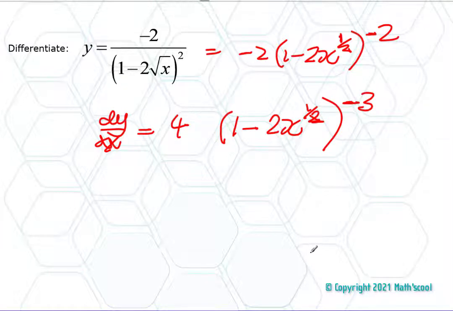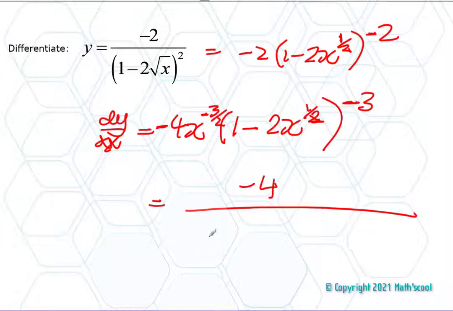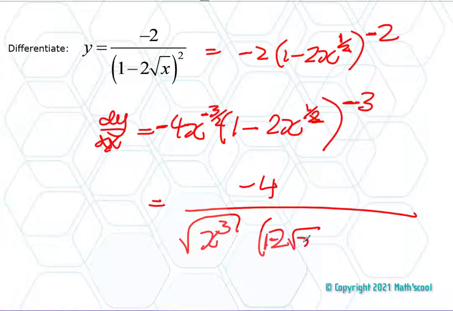And then I need to multiply by the differential of the bracket. So the differential of this bracket is going to be, well, the 1's going to disappear. That's going to give me minus 2 times a half, so minus 1 x to the minus 3 over 2. And again, we can tidy that up. We can write that as minus 4 over x cubed square rooted 1 minus 2 root x to the power 3.